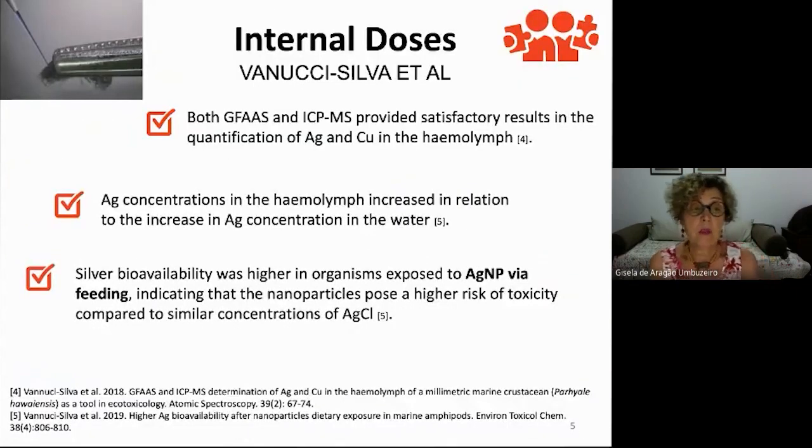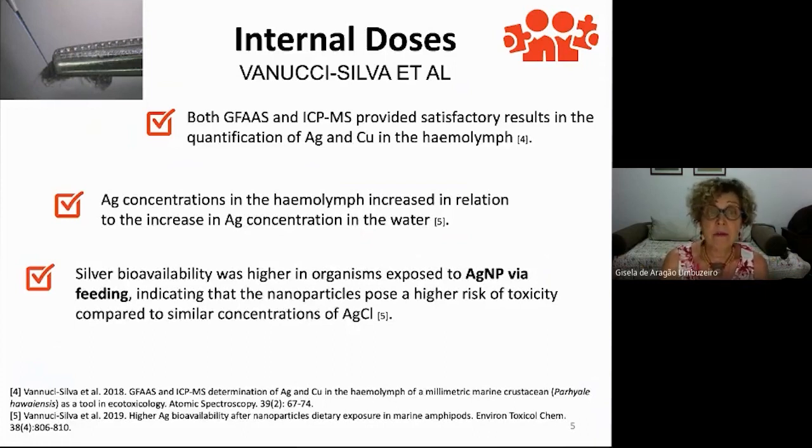Internal dose, this work was done by Vannuci-Silva et al. We developed two types of protocols using atomic absorption and ICP-MS. Both provided satisfactory results in the quantification of silver and copper in the hemolymph. As you can see on the left, hemolymph is being taken off the adult animal, and you see it's kind of a beautiful blue. Silver concentrations in the hemolymph increased in relation to the increase in silver concentration in the water. We did a very nice toxicokinetic study.